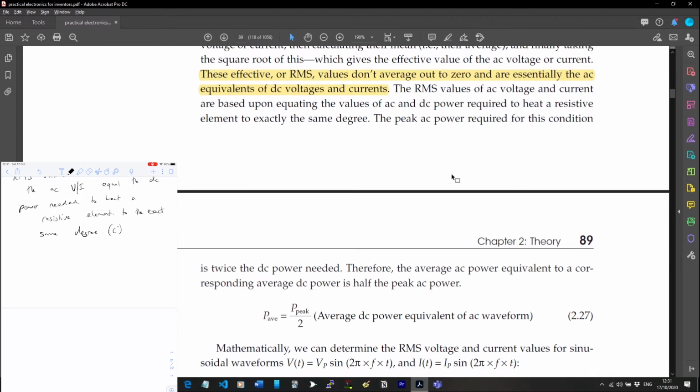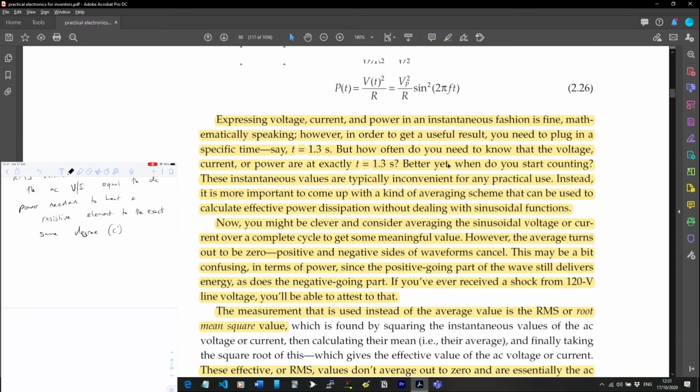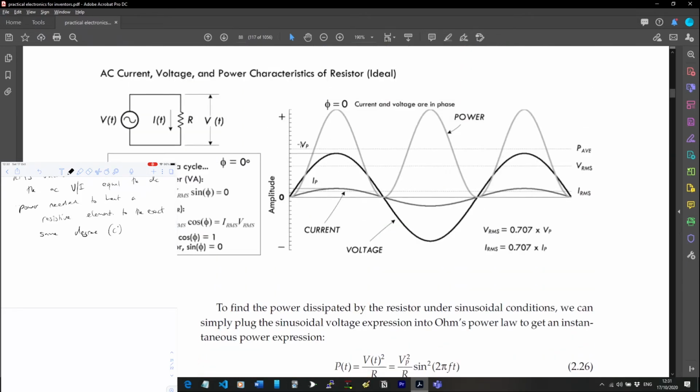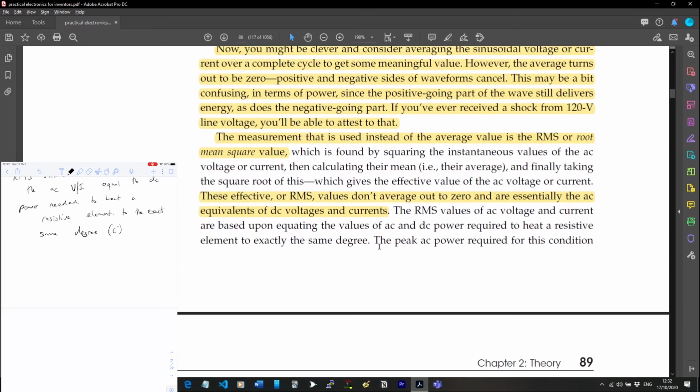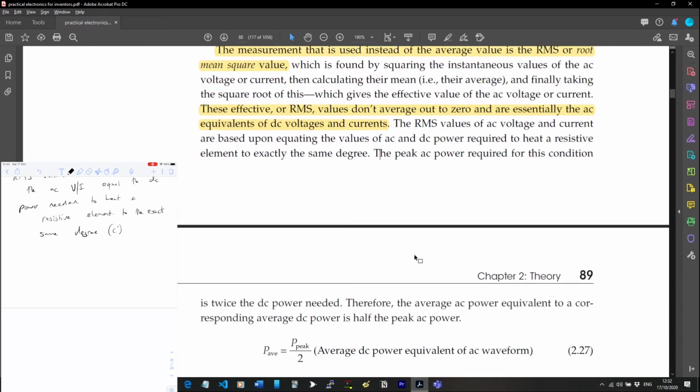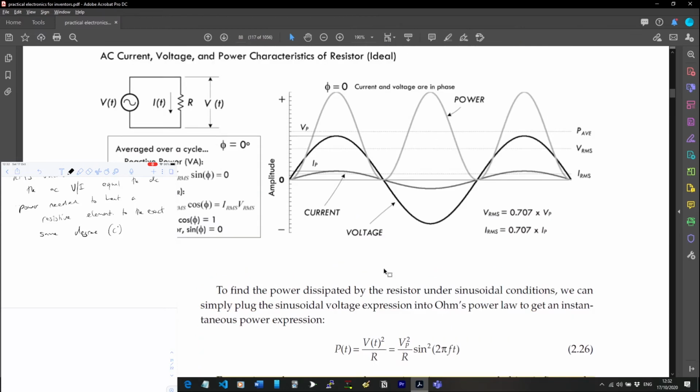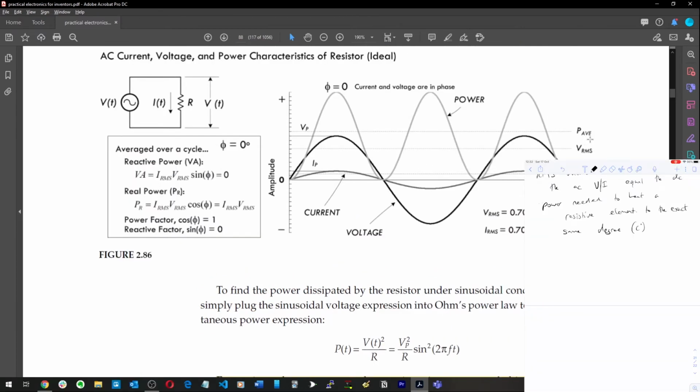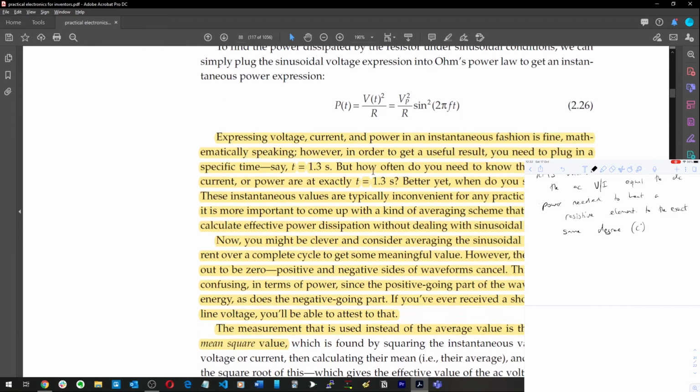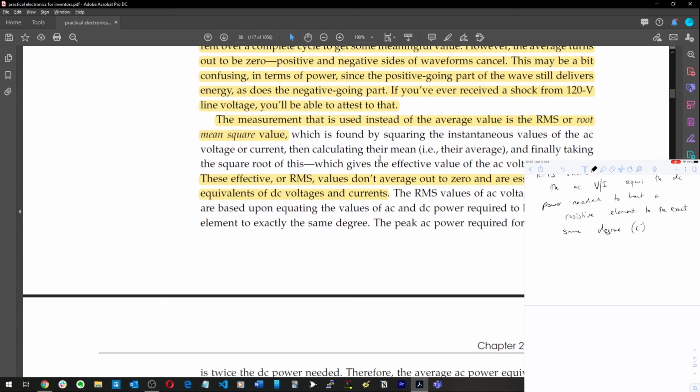Okay, so there was a graph that they had somewhere. When we take a look at that, maybe. This is the power, and as you can see, it is double. Wait, what does it say? Peak AC power required for this condition is twice the DC power needed. Okay, so we don't have DC power in here, do we? No. You can see the peak power is quite high, but yeah, I don't know. Okay, let's take your word for it.